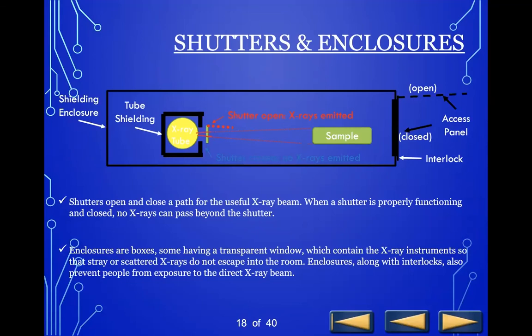Shutters and enclosures. Shutters open and close a path for the useful X-ray beam. When a shutter is properly functioning and closed, no X-ray can pass beyond the shutter. Enclosures are boxes, some with a transparent window, which contain the X-ray instruments so that stray or scattered X-rays do not escape into the room. Enclosures, along with interlocks, also prevent people from exposure to the direct X-ray beam.